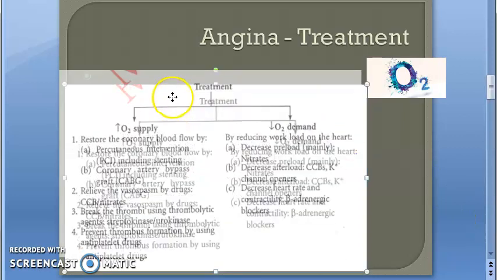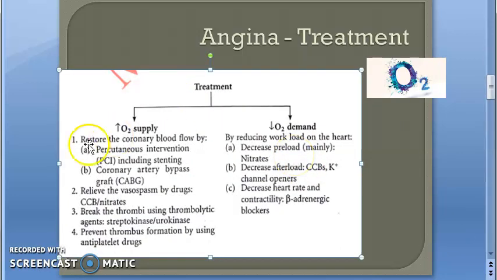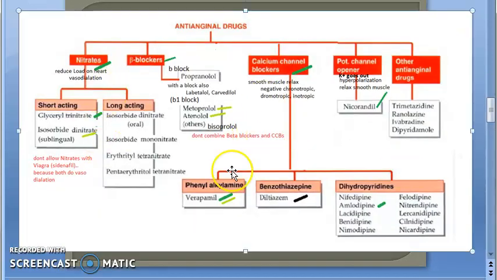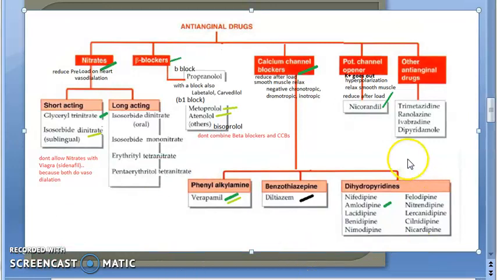How will you treat angina? In a very overall sense, you have to increase the blood supply or the oxygen supply to the myocardium, or you can decrease the oxygen demand. Now, these are the drugs for treating angina. It is not difficult. Come back and we will explain to you. If you want to know just the basics in this video itself, then just hear now itself.